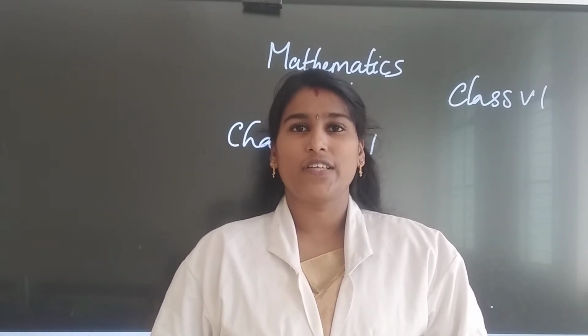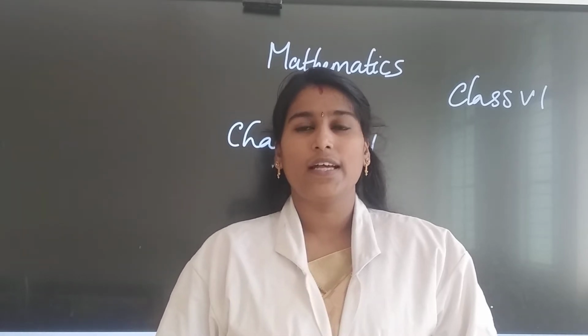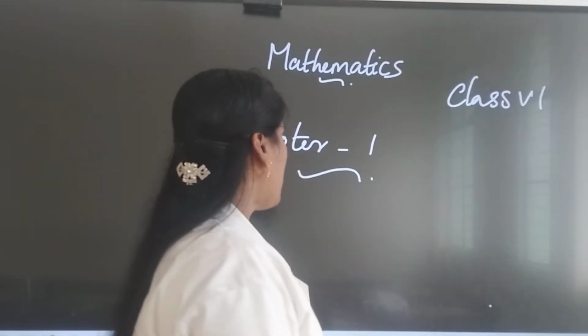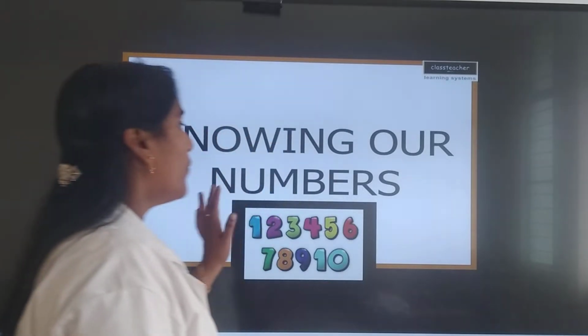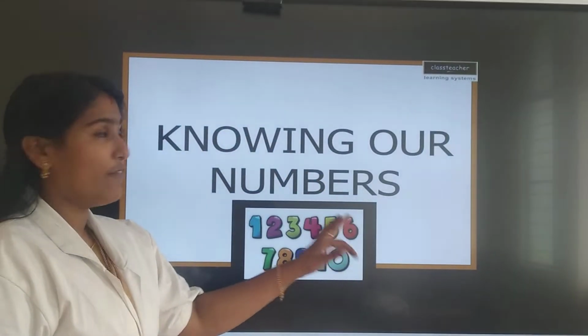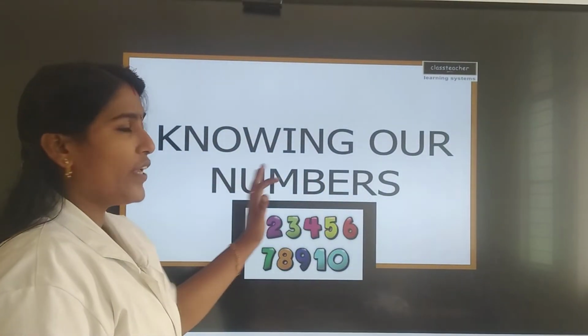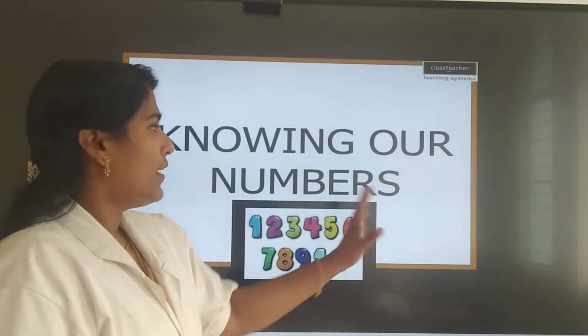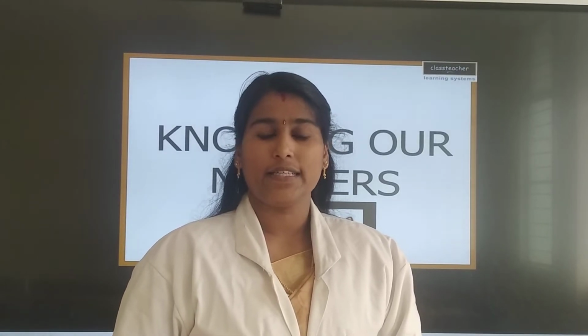Today we are going to start our first chapter, chapter number 1. The name of the chapter is Knowing Our Numbers. What is the name of the chapter? Knowing Our Numbers. A number is a mathematical value that is used to count and measure different objects. With the help of numbers, we will be able to add, subtract, multiply and divide.